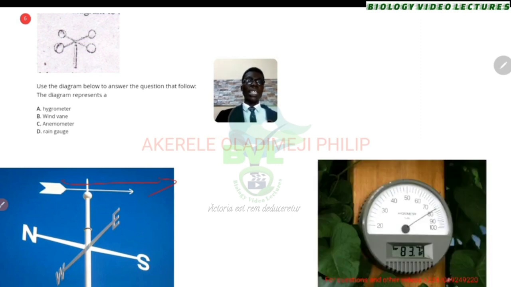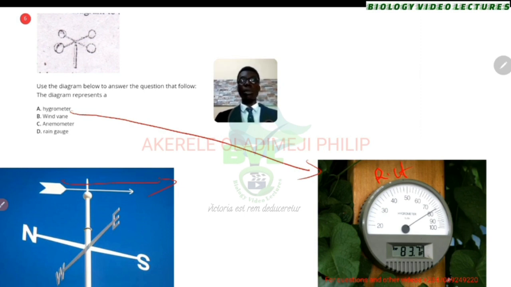Then we also have the hygrometer, which measures relative humidity, which is how moist or wet the environment is. So this is a hygrometer here. Then we look at the anemometer, which is what you are seeing here. This anemometer measures the speed of wind, as it turns like that.